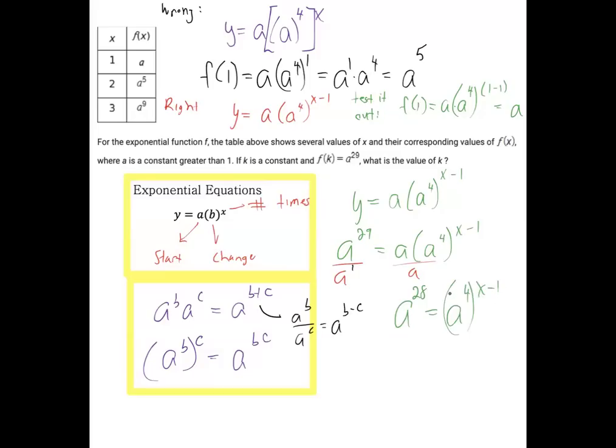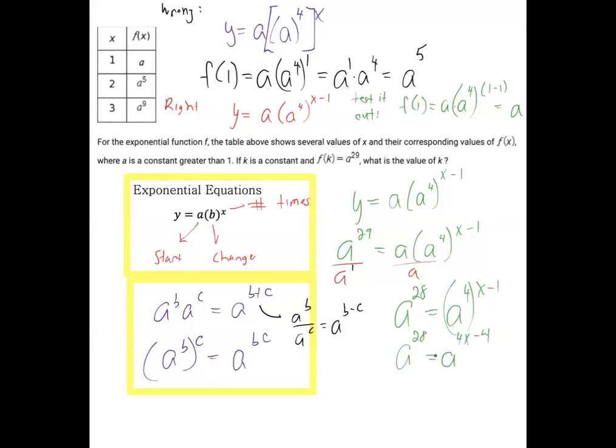Now what can we do? We can utilize this rule right here, the power of a power rule that says that in this situation, the 4 and the x minus 1 have to be multiplied. And the way to multiply that would be to distribute. So this is going to be 4x minus 4. So a to the 28th equals a to the 4x minus 4.